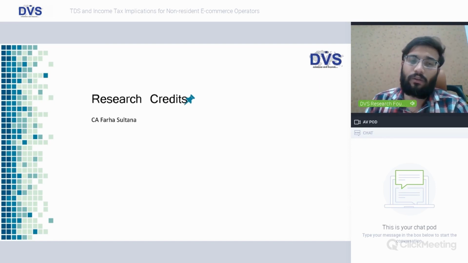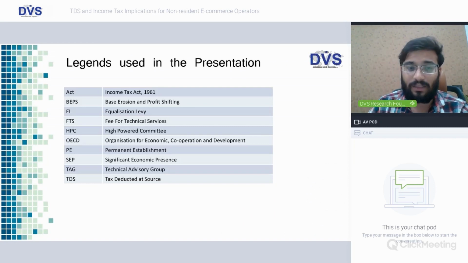Before starting, I would like to acknowledge the efforts of CA Farha for preparing this PPT. The legends used are pretty similar to what we have seen earlier. EL stands for Equalization Levy, and SEP stands for Significant Economic Presence.